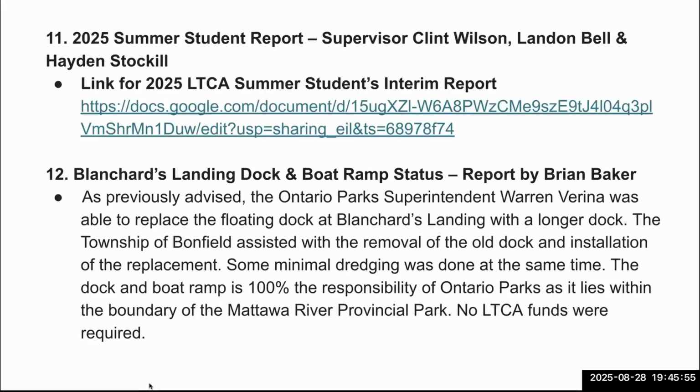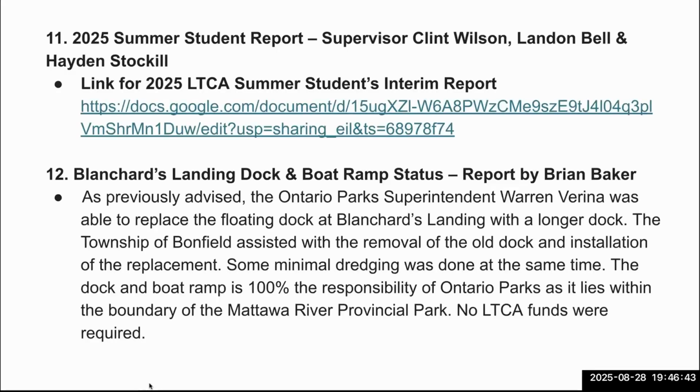We really thank the park superintendent, Warren Verena, for doing that. The township of Bonfield assisted with removing the old dock and putting in the new ones. They did some very minimal dredging. So it really was at no cost to us. And really Ontario Parks took responsibility for it as they should. It is within the provincial park boundaries, and they made good and replaced it. So we thank them very much for that. It was a huge win, and it does seem like it's getting more use there now with lengthier docking space and almost being able to use both sides. We did not participate in any funding for that at all.